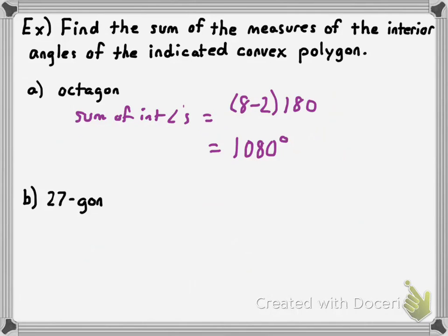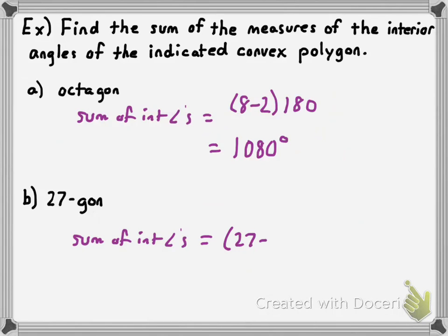So you get the idea of what you do. Go ahead and do this for the 27-gon, please. All right, I'm just trying to copy this thing right here. All right, ignore that random G right there. It's gone. Okay, so the sum of the interior angles would be 27 minus 2 times 180. And 25 times 180 is 4,500 degrees. Okay.